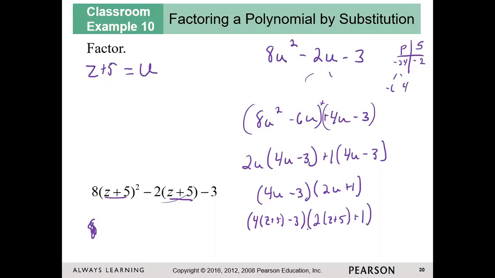And now I've got to distribute and simplify. So that's going to give us 4z plus 17, because 4 times 5 is 20, minus 3 is 17. And this is going to be 2z plus 11. And now we are completely done.